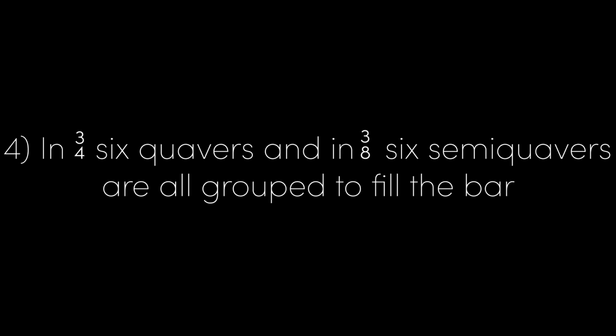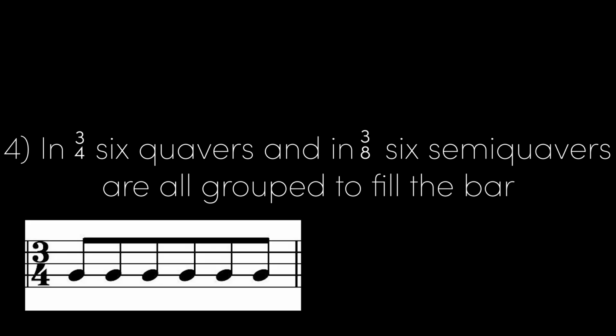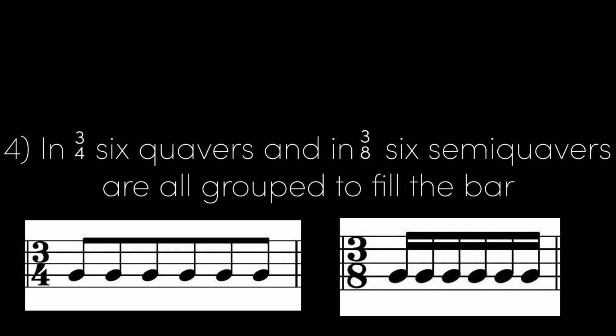Rule 4. In a 3/4 time signature, if you have 6 quavers, you can beam them all together to fill the bar. And the same rule applies to 3/8. If you have 6 semiquavers, they can be grouped and beamed all together across the whole bar.